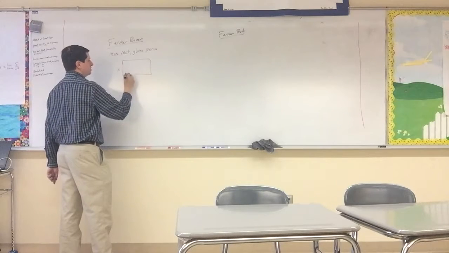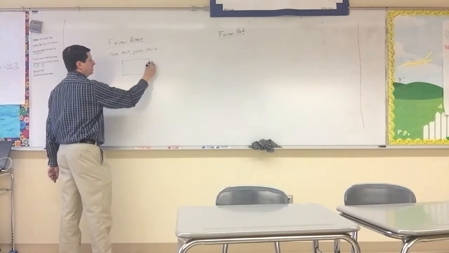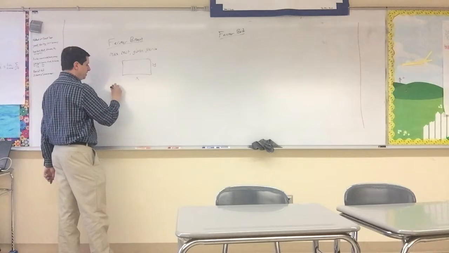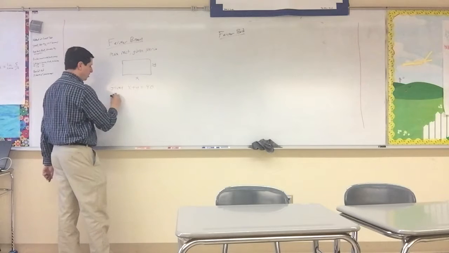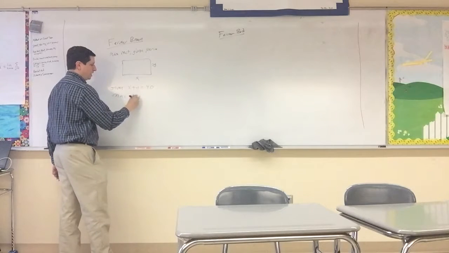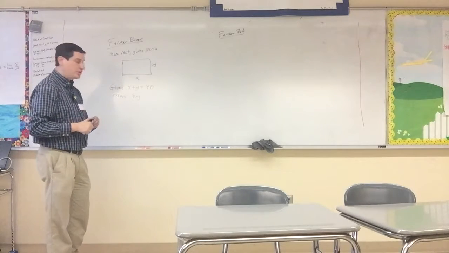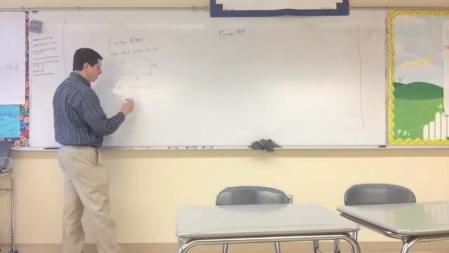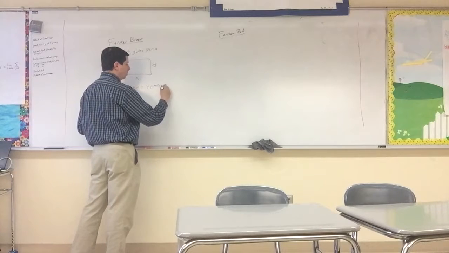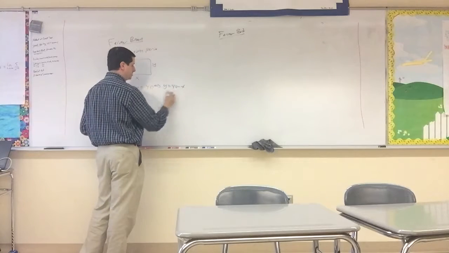So you have y, x. You're given, say, x plus y equals 40, and you want to maximize x times y. So one way you can do this is you can say, well, I can solve, and this gives me y is 40 minus x.